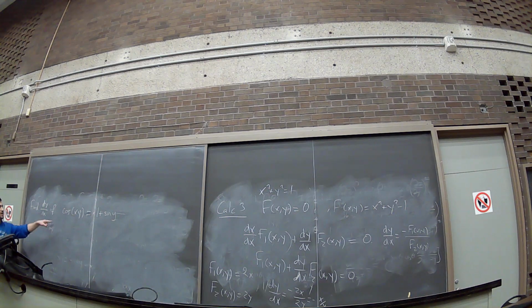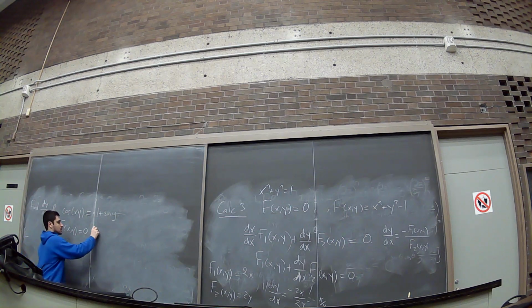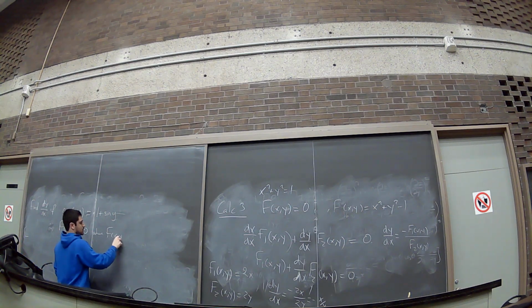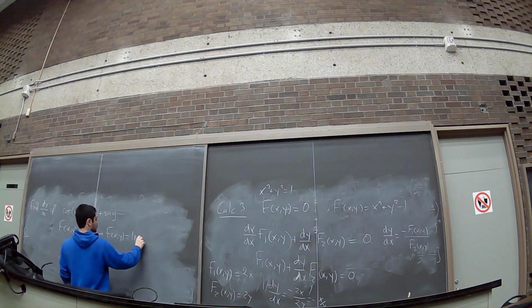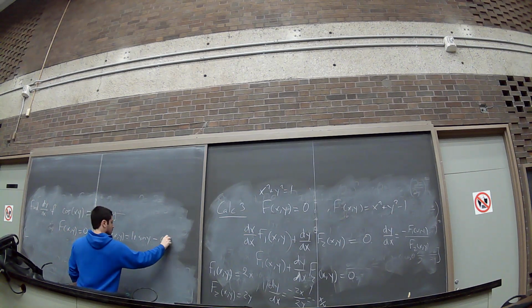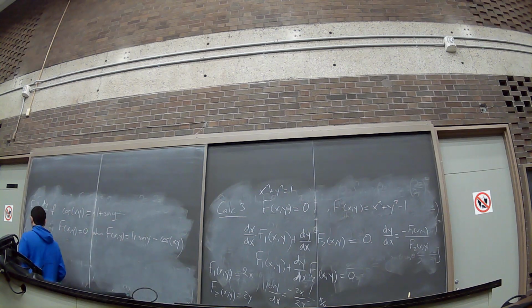So first of all, let's write this in the form f of x, y is equal to 0. What is this f of x, y here? Who wants to help? f of x, y is equal to what? Yes, sir? 1 plus sine y minus cos xy. Thank you very much. So f of x, y is 1 plus sine y minus cos xy. Very good. So what is dy by dx? It's minus f1 at xy divided by f2 at xy.